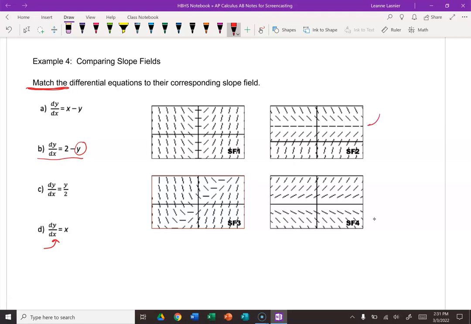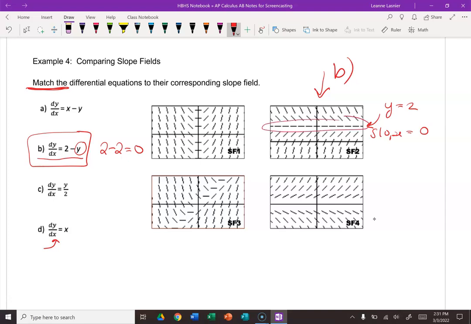And I notice right here that when y is 2, I have a slope of 0. Now that would match this derivative, right? Because if I did 2 minus 2, I would have a 0. So that's why I'm thinking that this graph right here matches my differential equation in part B. Because the slopes only change as I go up. They don't change as I go across. And because they're 0 when y is 2.